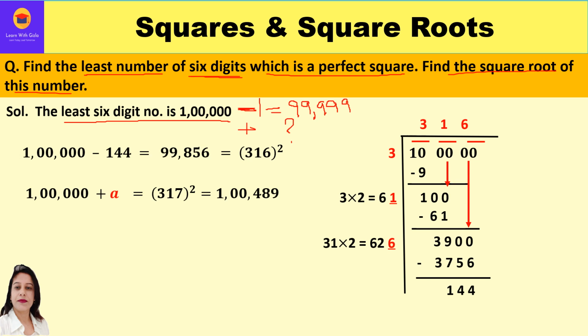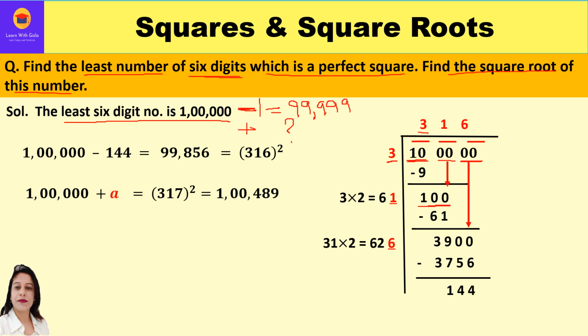First step is to make the pairs. So first pair starting from 1's position is 0, 0, then 0, 0, then 10. These are also called periods. Now we shall start with the first period, that is 10, and think of the largest number whose square is equal to or less than 10. So I think the suitable number is 3, because 4 into 4 will become 16, that is more than 10. So let us restrict ourselves to 3. 3 into 3 is 9. 10 minus 9 is 1. Bring down the next period, that is 100.